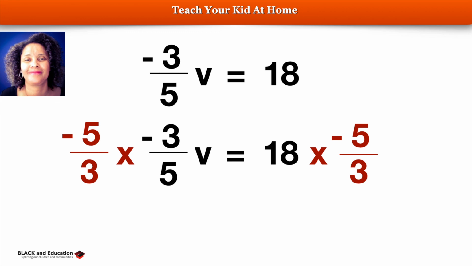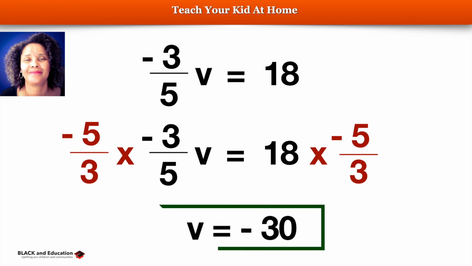And what that's going to leave me with is just v on the left side, and it's going to leave you with negative 30 as the answer, because 18 times negative 5 is going to be 90, and that's going to be 90 over 3, and it's going to be a negative, obviously, which will give us a negative 30.